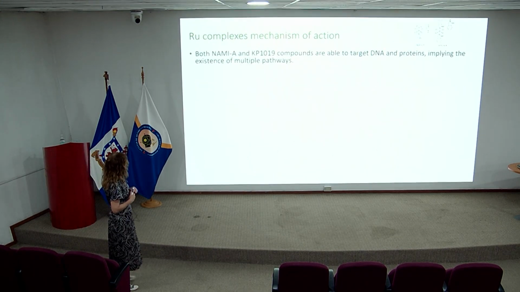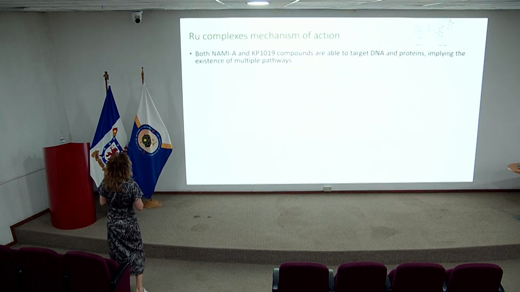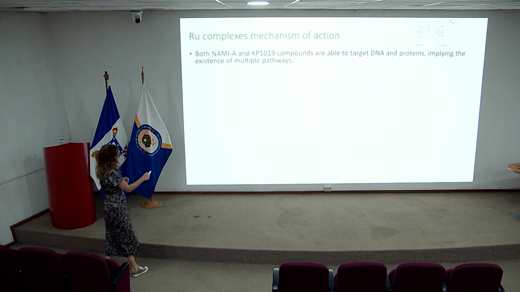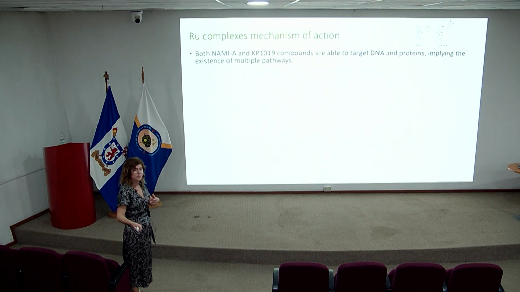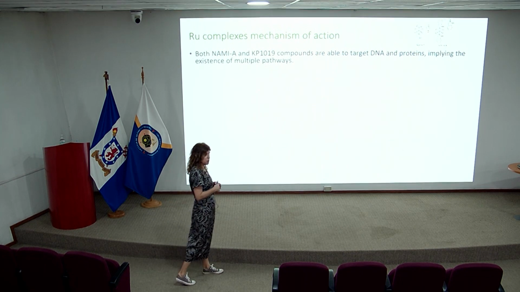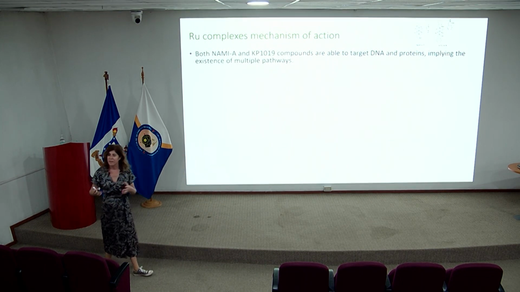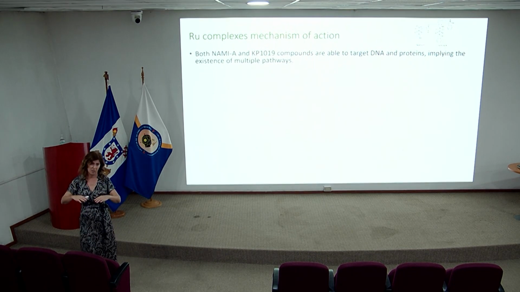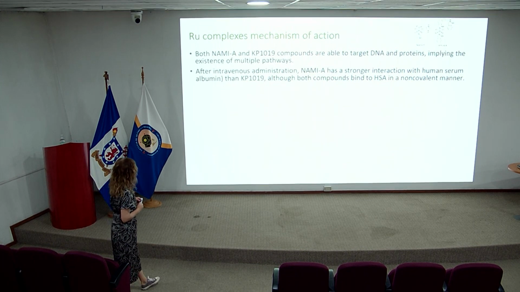So in terms of the mechanisms of action which are known for the ruthenium complexes, there is evidence that these two compounds are able to target both DNA and proteins. So there is not one pathway, and I think this is typical for metal complexes, for metallodrugs, that they target different mechanisms of action. And this is a good strategy.